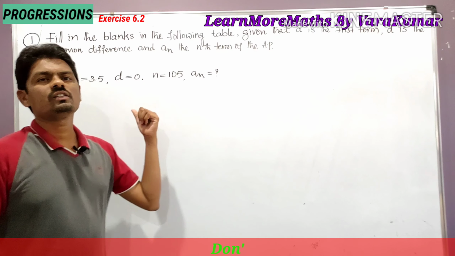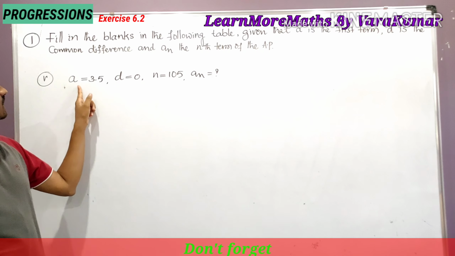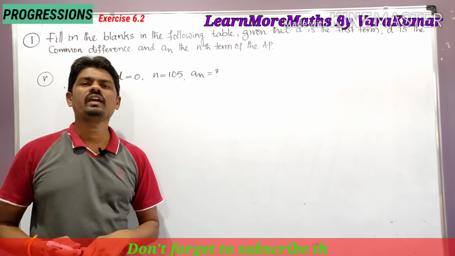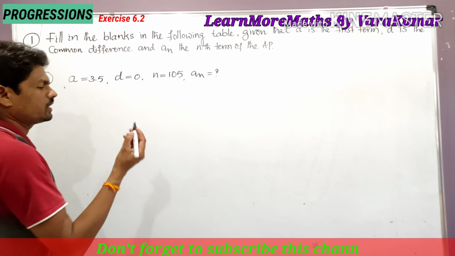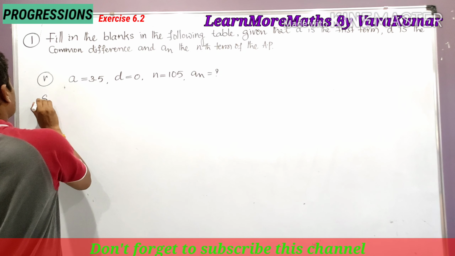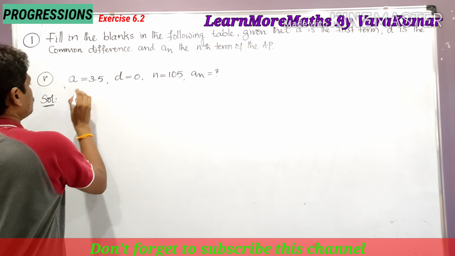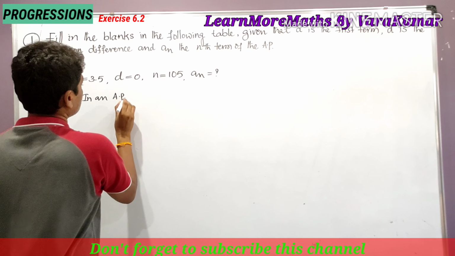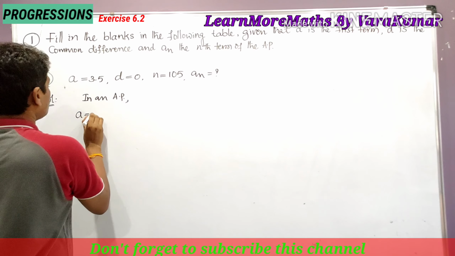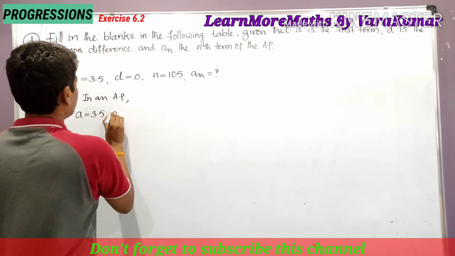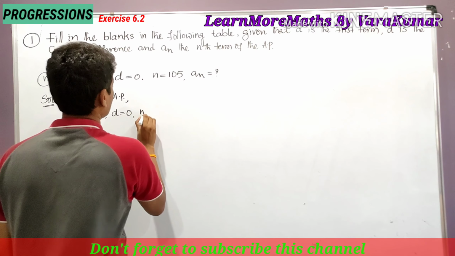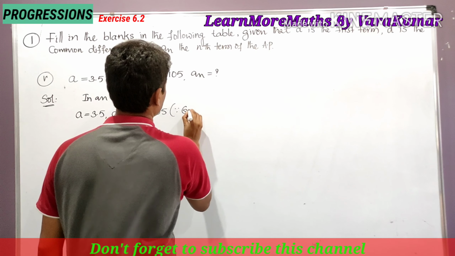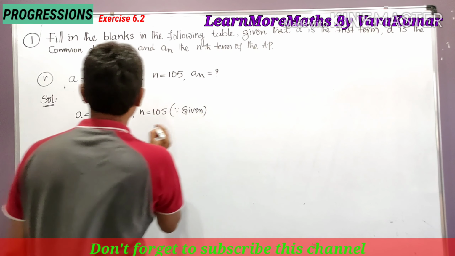So next, student, this is the fifth bit in the first problem. a is equal to 3.5, d is equal to 0, n is equal to 105. Find the nth term, he is asking to find, student. So how can we find the solution? See here, solution. So in an AP, in an arithmetic progression, he has given a is equal to 3.5, d is equal to 0, n is equal to 105. So he has given these to us. So he is asking us to find an, the nth term.